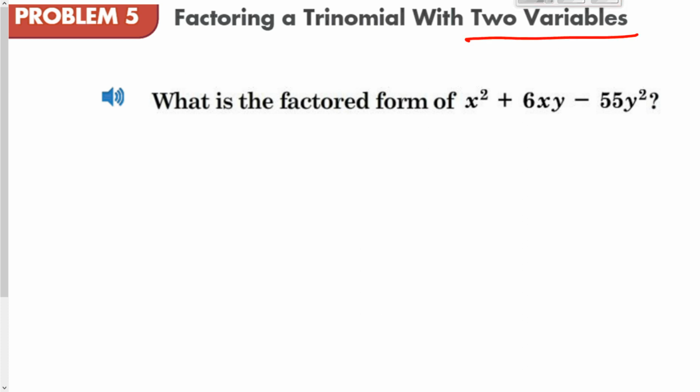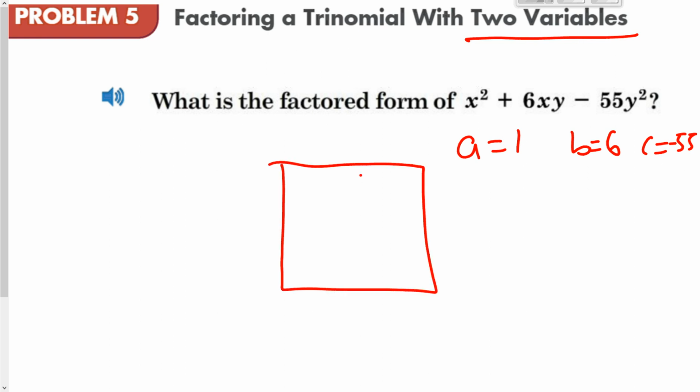So you're doing two variables this time, so it's a little bit difficult, but that's okay. We can label our A as 1, our B is 6, and our C is negative 55. Okay, so here definitely you probably want to do the box. Here we have an x squared, and then on the bottom we have a negative 55y squared, and don't forget the y squared in here.